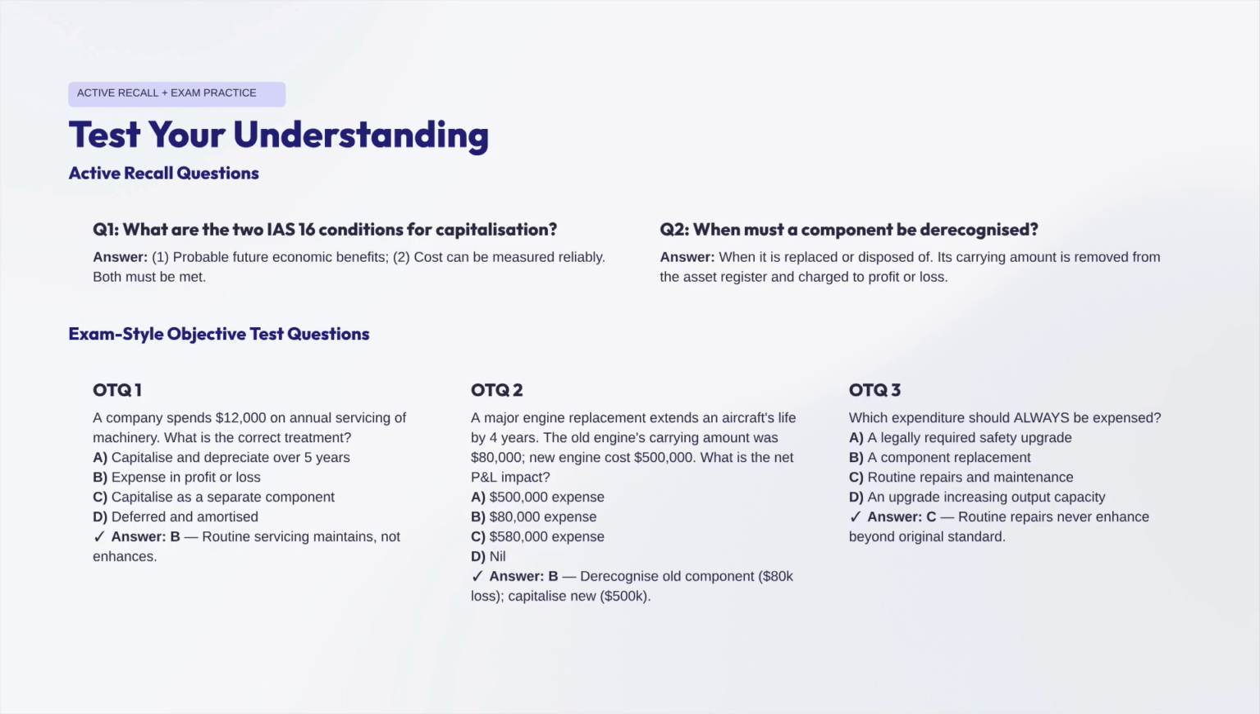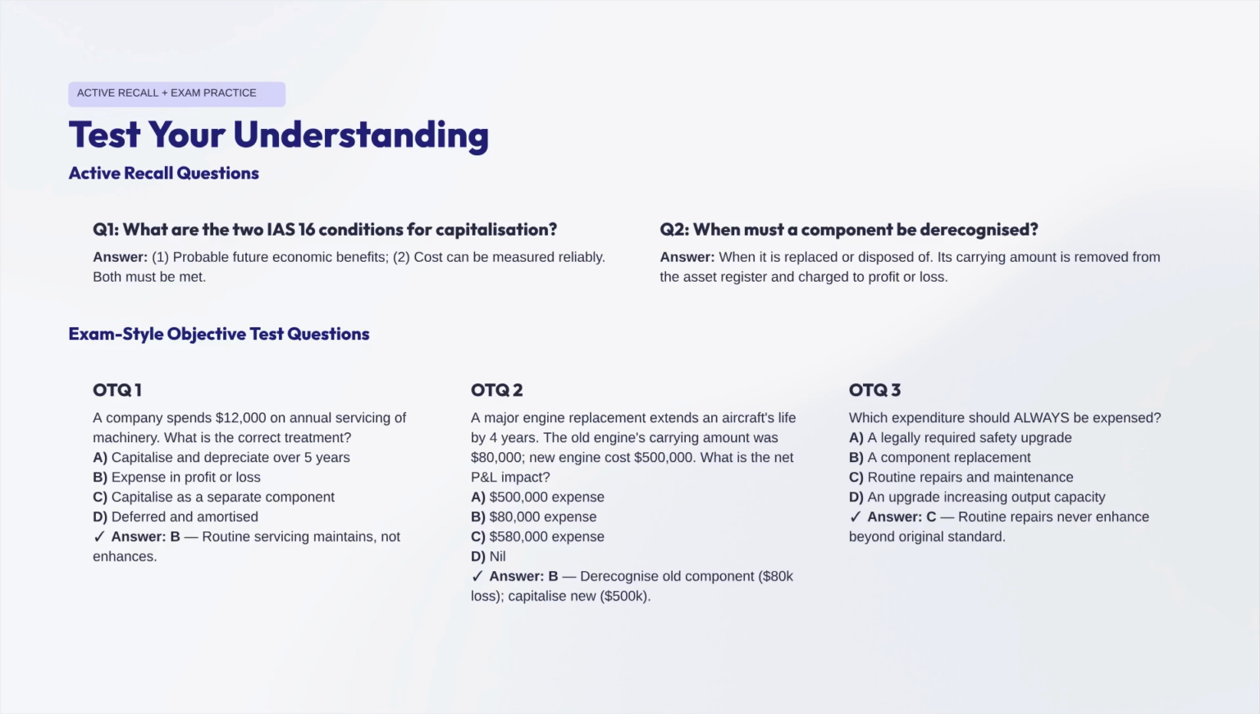Second, a major engine replacement extends an aircraft's life by 4 years. The old engine's carrying amount was $80,000, and the new engine cost $500,000. What's the net profit or loss impact? The answer is B, $80,000. We derecognize the old component as an $80,000 loss, and we capitalize the new $500,000.